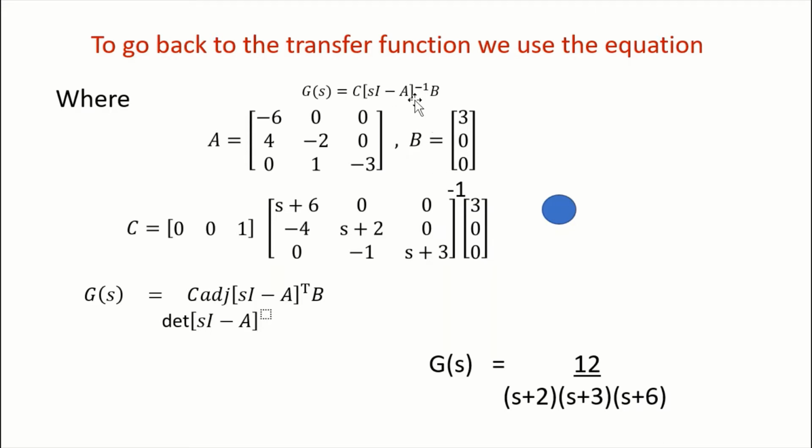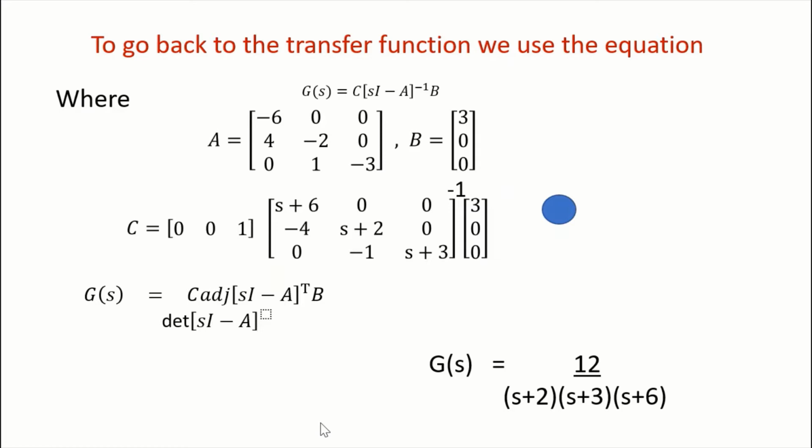Now (sI minus A)^-1 is going to be s, that's the sI, and then minus A. So minus 6 becomes plus 6, the 4 becomes minus 4, the minus 2 becomes plus 2, the minus 3 becomes plus 3, and then 1 becomes minus 1. And then that's inverted here. The problem now is we have to invert this matrix.